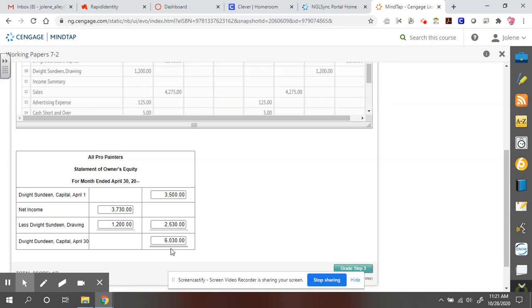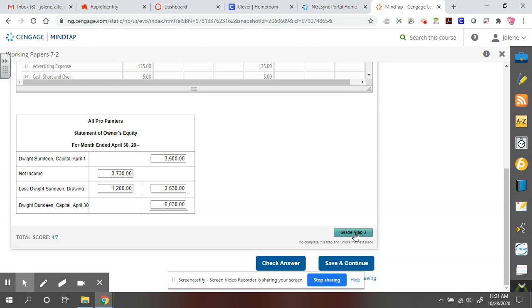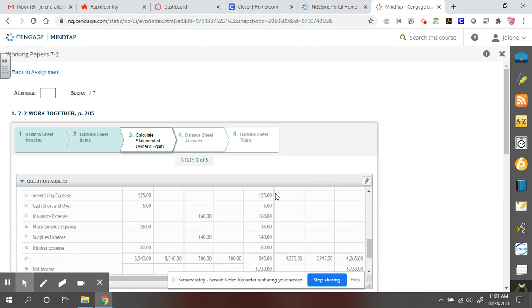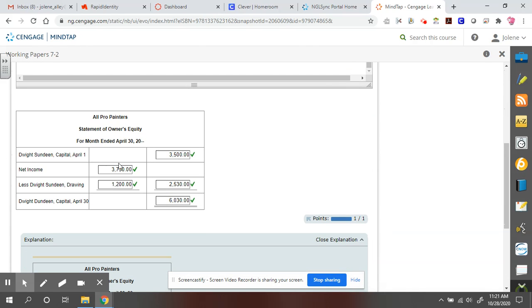6,030. We're going to need this dollar amount on the balance sheet. So it'd be a good idea to write this down somewhere so that you have it, that you can plug it into the balance sheet itself. Now let's see what it tells us about the grades. Does it like our numbers? And it does. We got green checks.